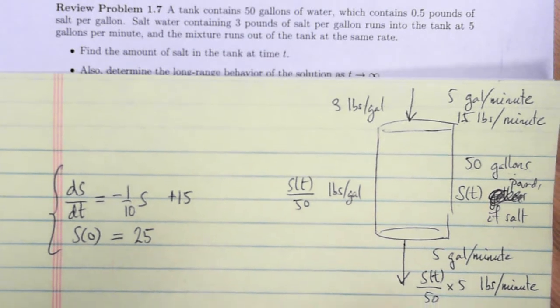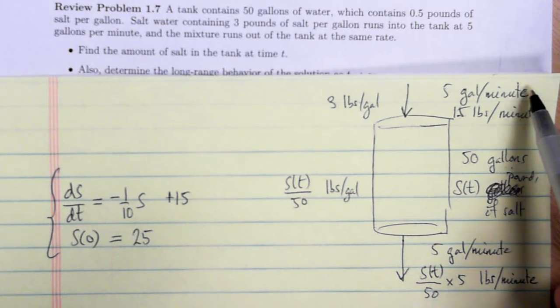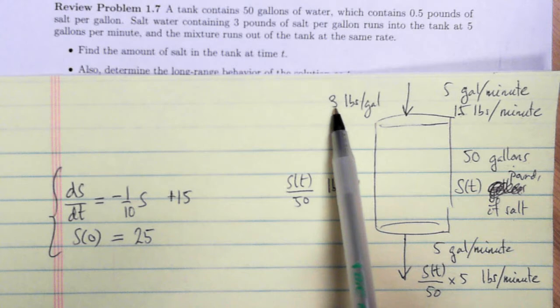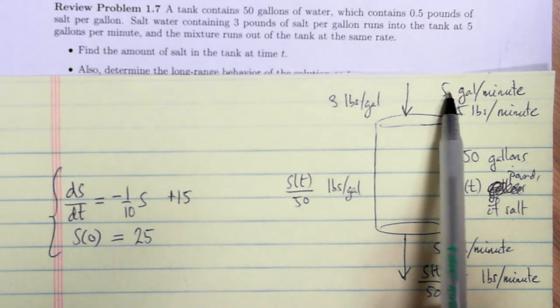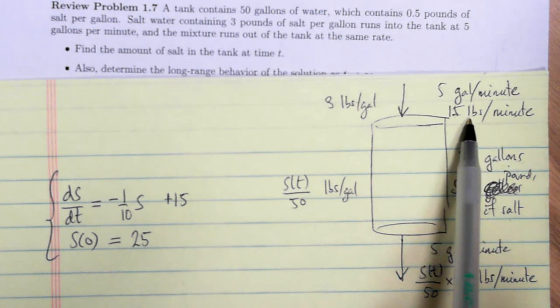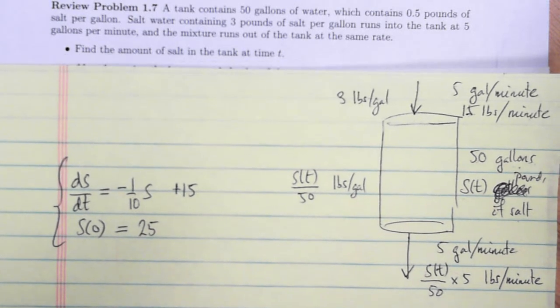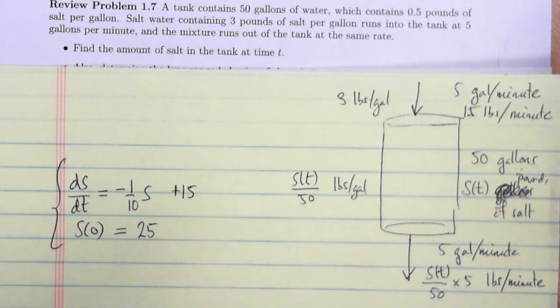So for mixing problems, I encourage you to think about 2 equations. So water, salt, water, salt, water, salt. And always the concentration of salt per gallon times the rate of water per minute gives us the rate of salt per minute. Okay, now from this point forward, we use standard techniques in order to be able to find the amount of salt in the tank at time t.